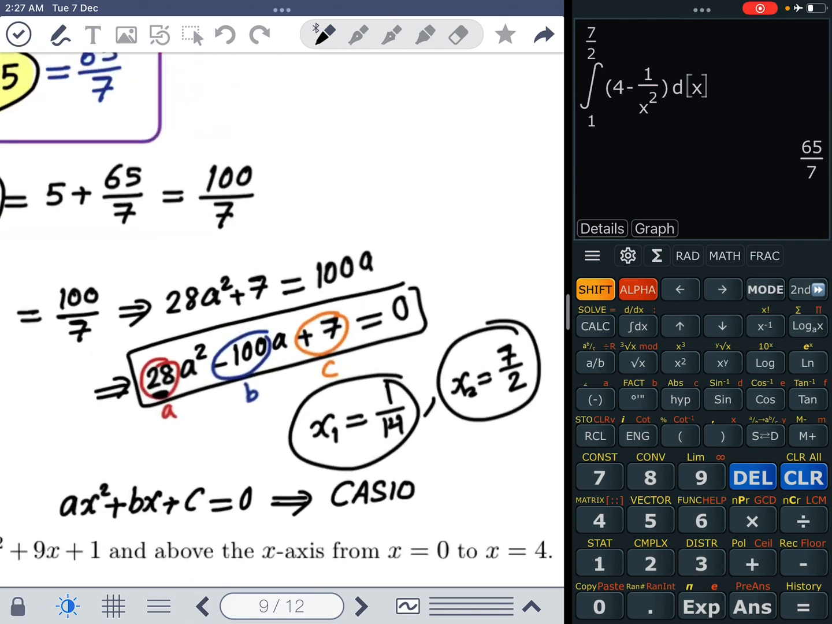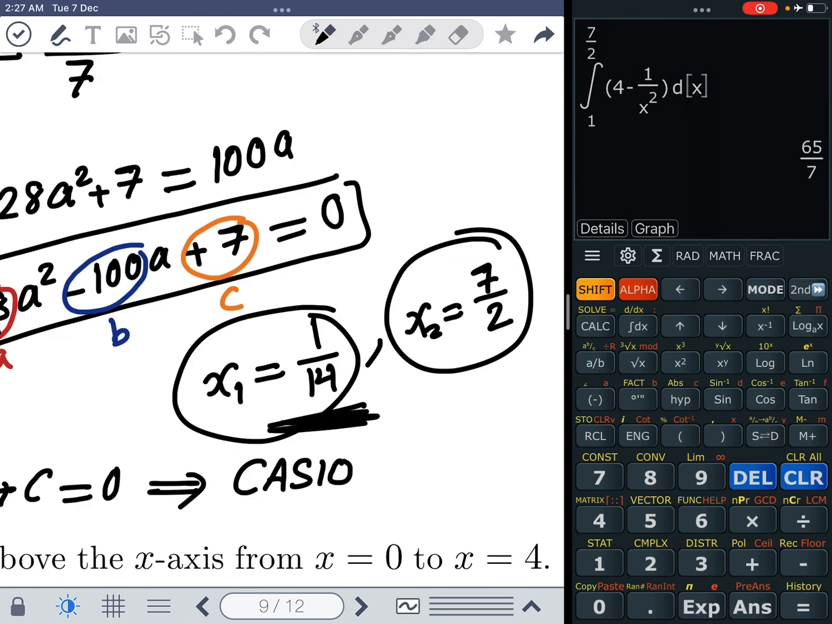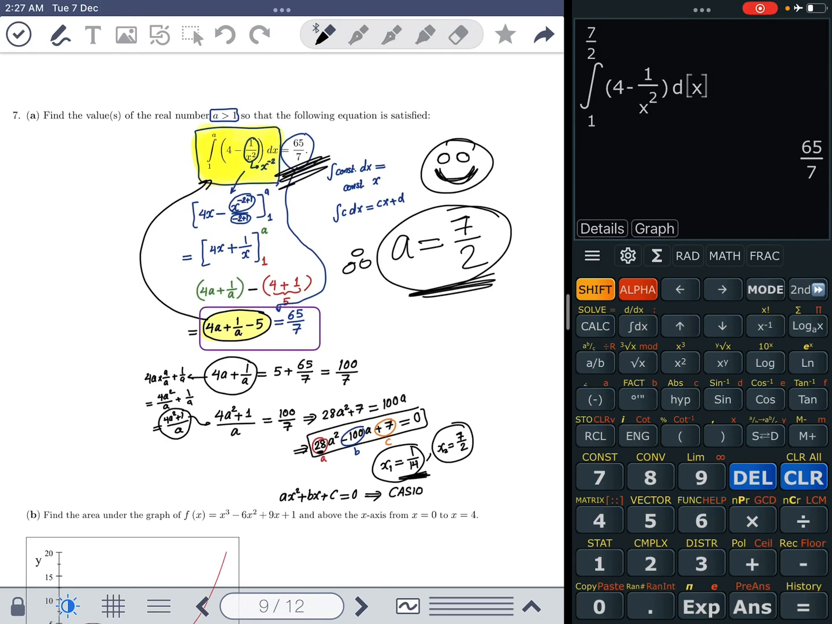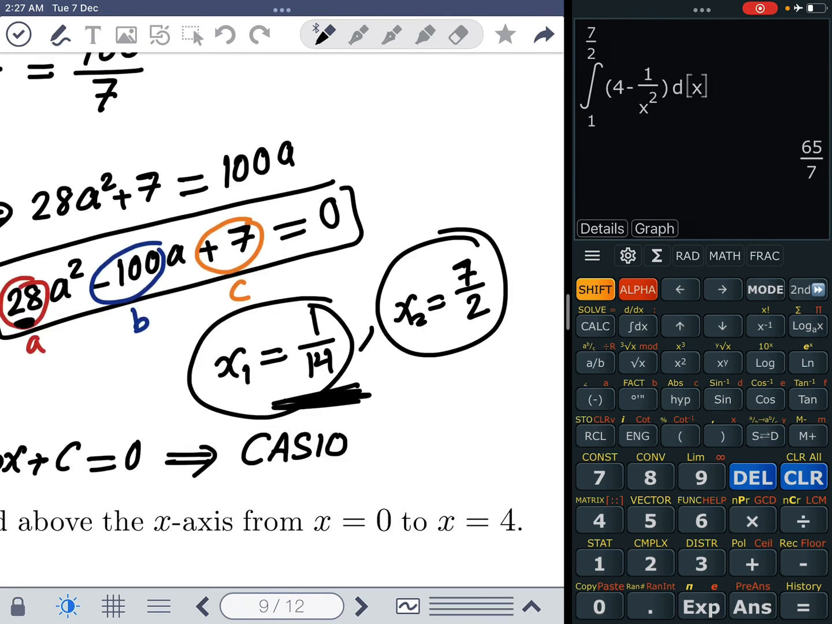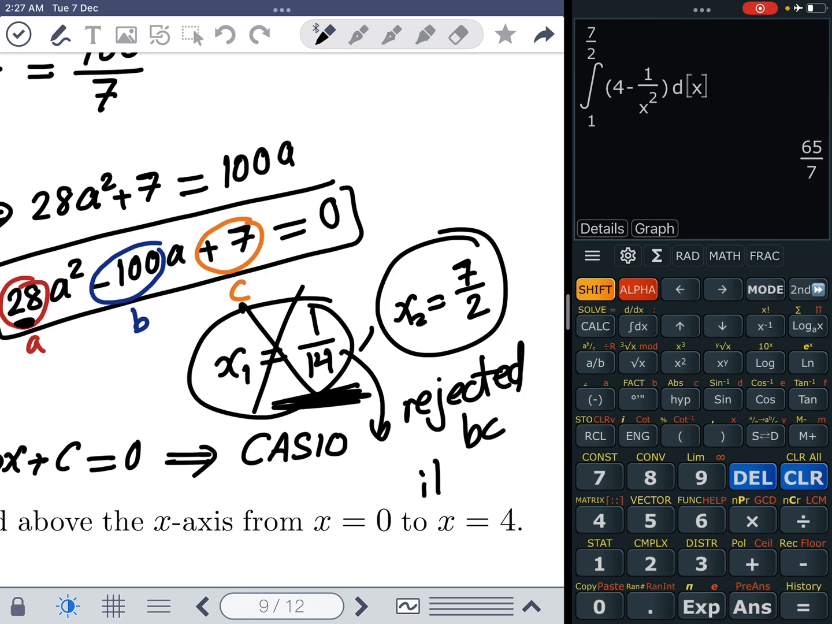Let's see what happens when we put 1 over 14. Actually, we cannot put it. You know why? 1 over 14 is actually less than 1, and I told you to find the a bigger than 1. So you reject it already. You can say rejected, because it is less than 1.